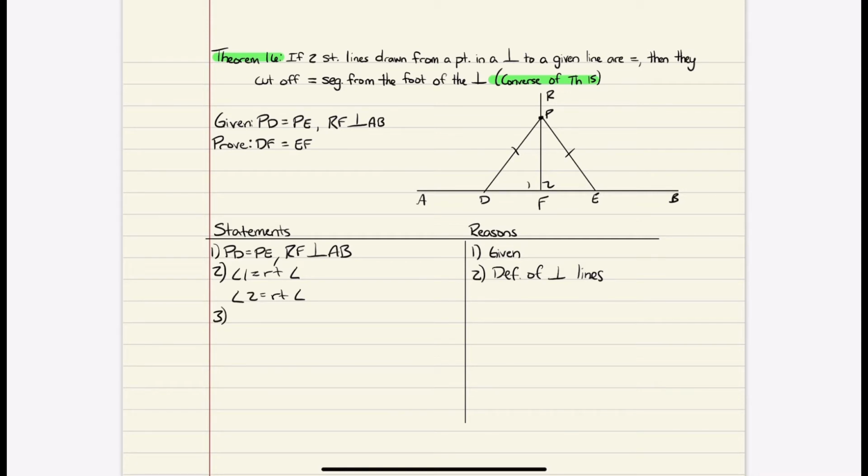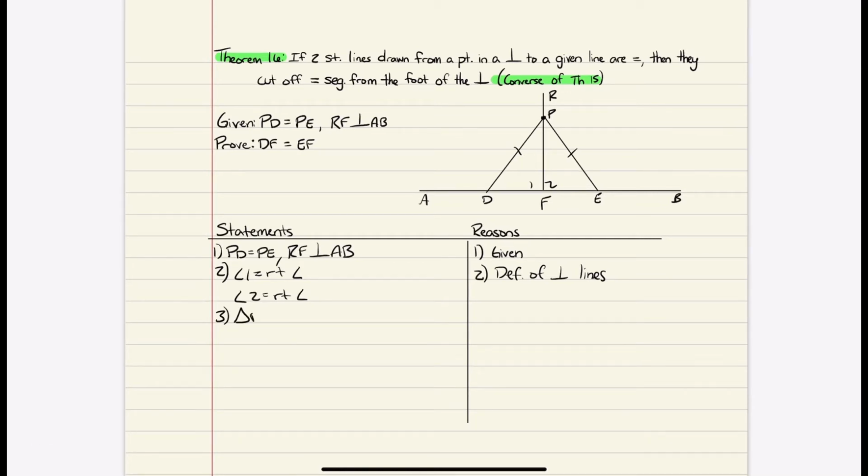Number 3. We can say now that triangle PDF is a right triangle, and triangle PEF is a right triangle. Many times you don't necessarily have to say equal. You can say is a right triangle. I try to just keep it as simple as possible with the least amount of writing. There we go. And the reason that they are both right triangles is because they both contain a right angle. So, definition of right triangles.